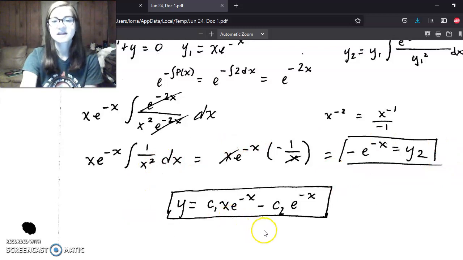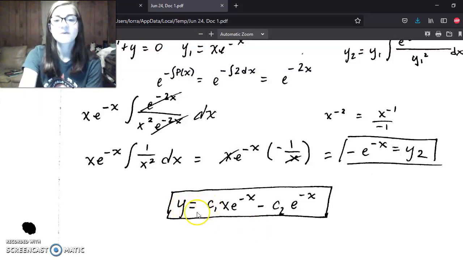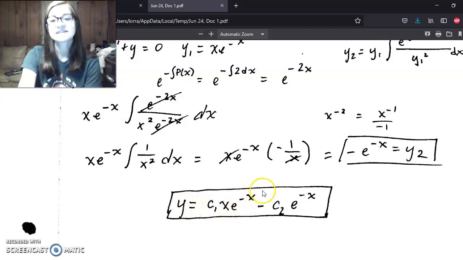And then once again, the final y value is both the linear equations added together and multiplied by the arbitrary constants. So y is equal to c1 x e to the negative x minus c2 e to the negative x.